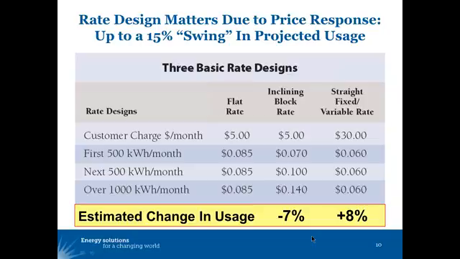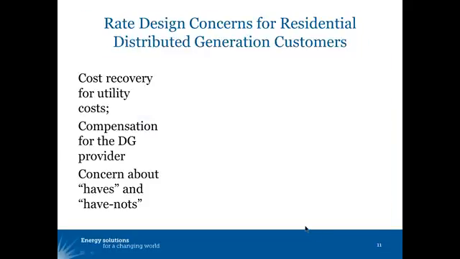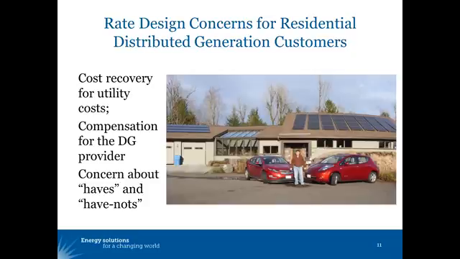So with that as a background, there's a number of concerns for residential distributed generation customers: cost recovery for the utility costs, compensation for the DG provider, and concerns, as Carl mentioned, about haves, people that can afford to install DG systems, and have-nots. And the poster child for this is my late friend Sam, who has a Nissan Leaf, a Chevy Volt, and enough solar on the roof of his house to net meter to zero every month.